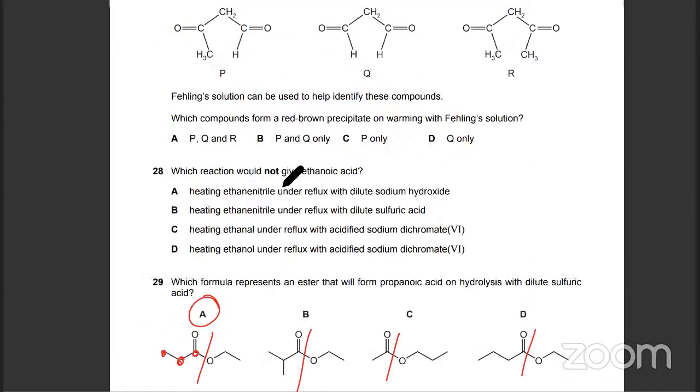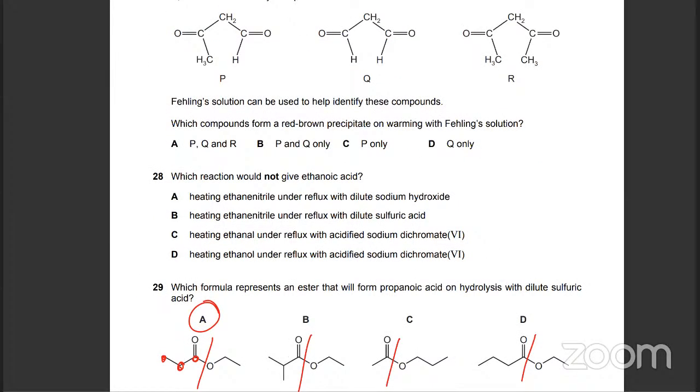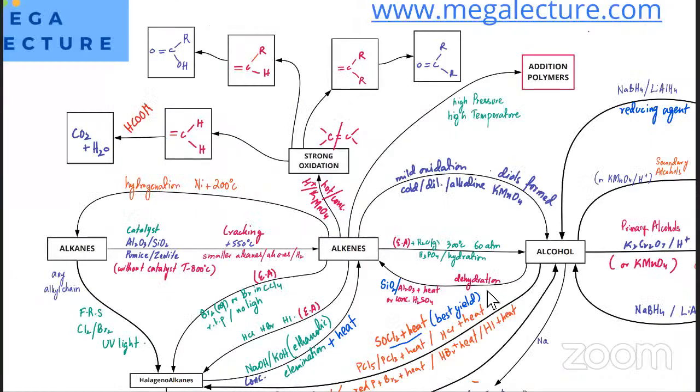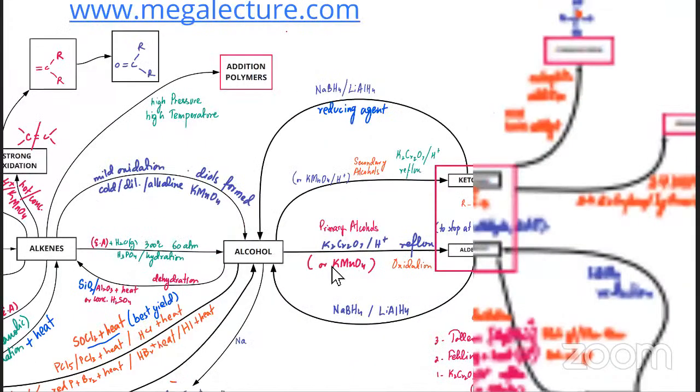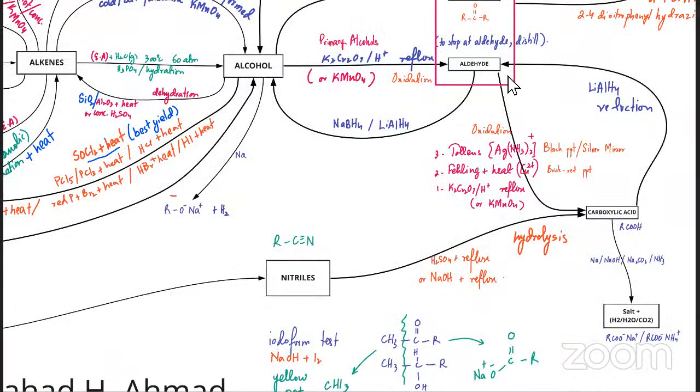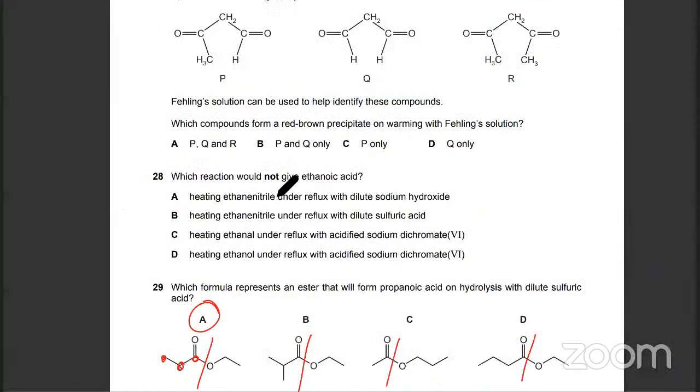Which reaction would not give ethanoic acid? How many different ways can you form ethanoic acid? Carboxylic acids can be formed from nitriles, and from the oxidation of aldehydes. There's another one, which is esters: you can also form carboxylic acids if you break down esters. In this question, heating ethane nitrile under reflux with sodium hydroxide, that's ethane nitrile with 2 carbon atoms.